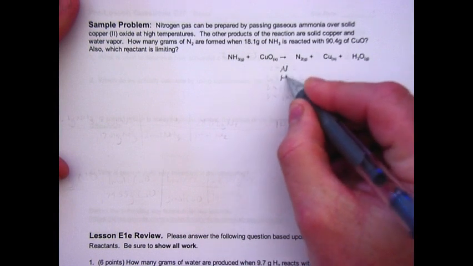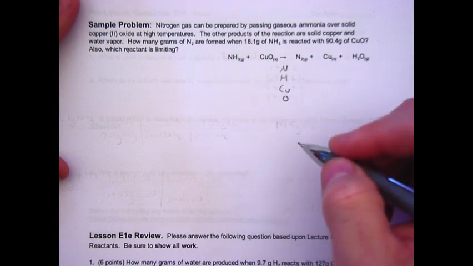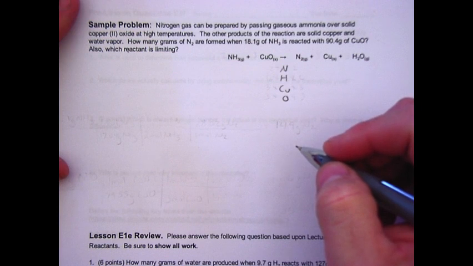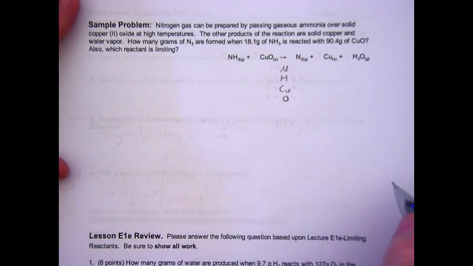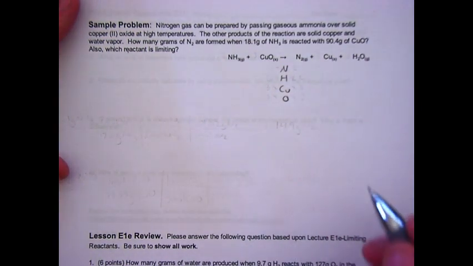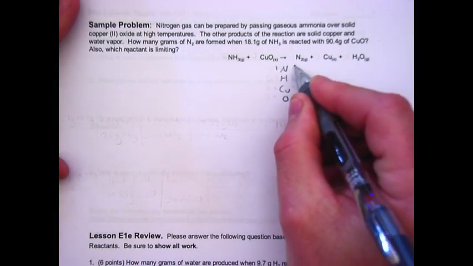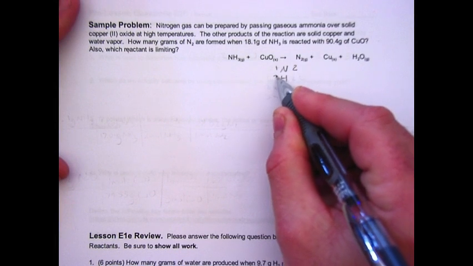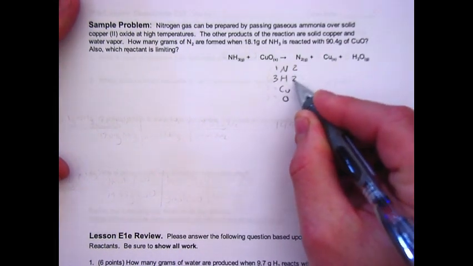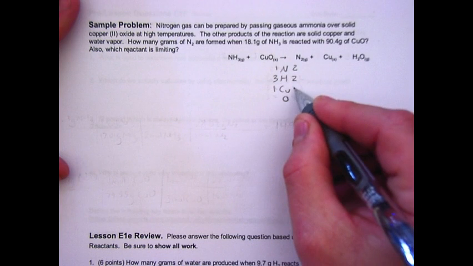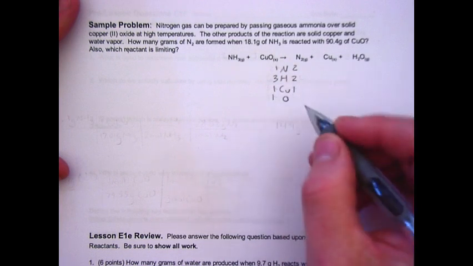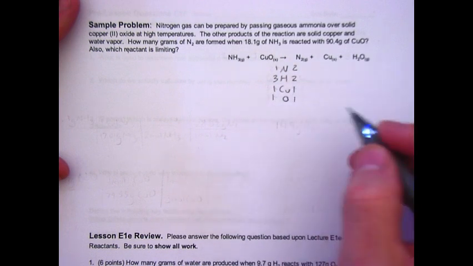We have nitrogen, hydrogen, copper, and oxygen. Oxygen and everything is found at only twice, so the order does not really matter. We have 1 nitrogen on the left, 2 on the right, 3 hydrogens on the left, 2 on the right, 1 copper on each side, 1 oxygen on the left, and 1 on the right.